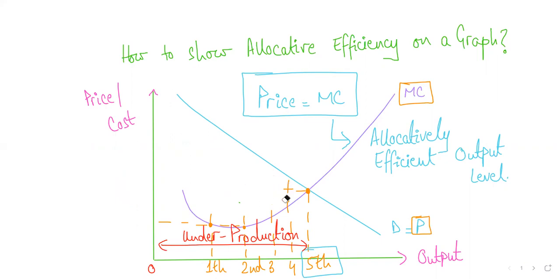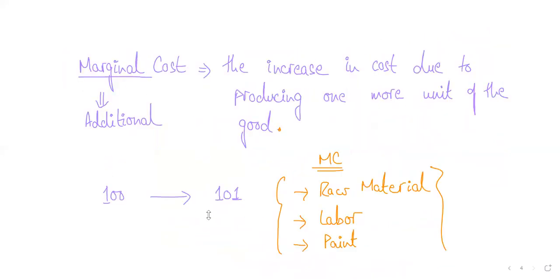Okay, now this being said, we'll move forward. Okay, so underproduction. Now moving forward from here, very good, excellent. We have so far discussed what is productive efficiency and what is allocative efficiency. We have talked about the graphs. We have seen how we show productive efficiency on a graph, and how we show allocative efficiency on a graph, right? So this part is all clear.